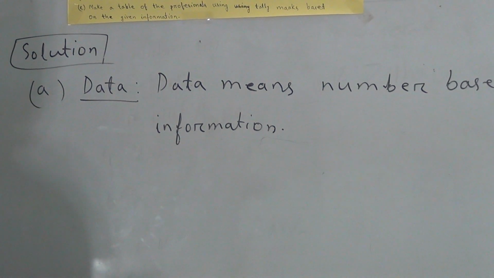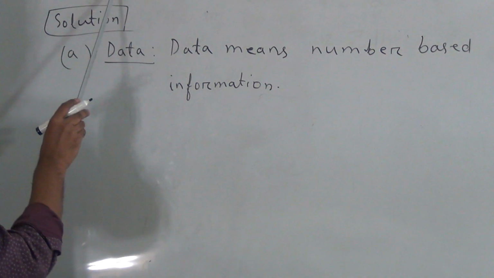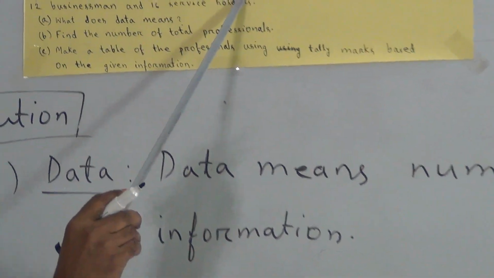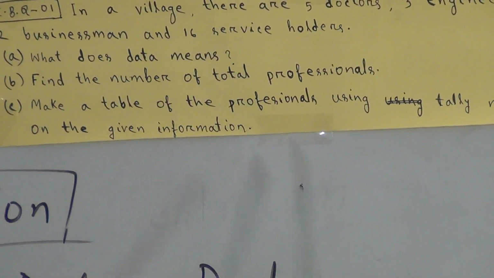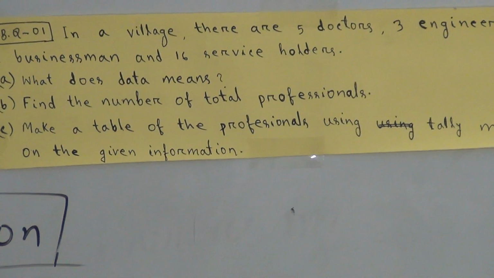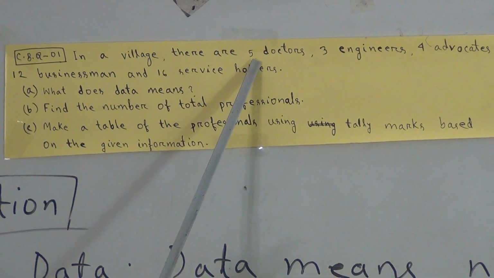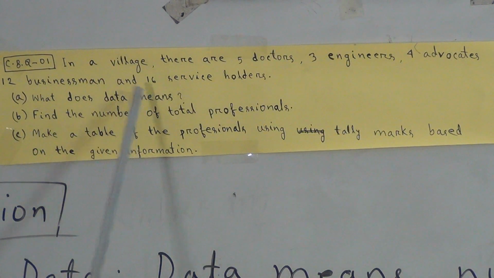Now we will write the answer of B number. Find the number of total professionals. Here 5 doctors, 3 engineers, 4 advocates, 12 businessmen, and 16 service holders exist. So we have to add 5, 3, 4, 12 and 16 for finding out the answer of B number.